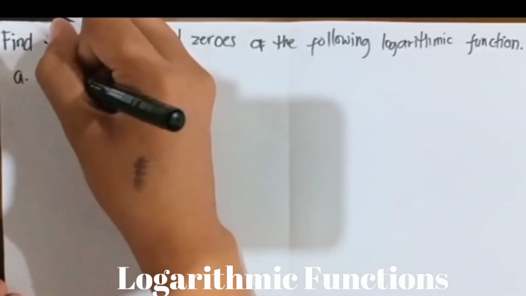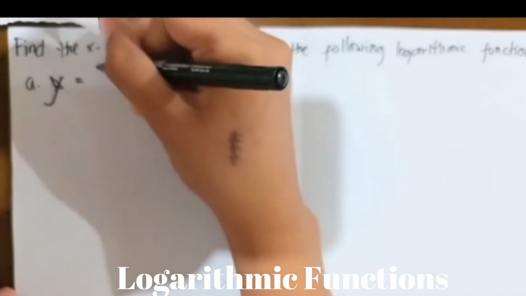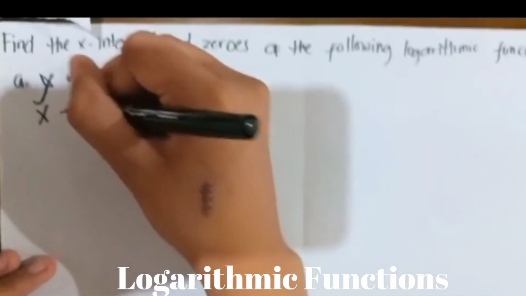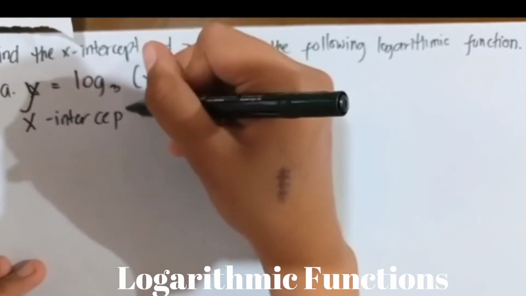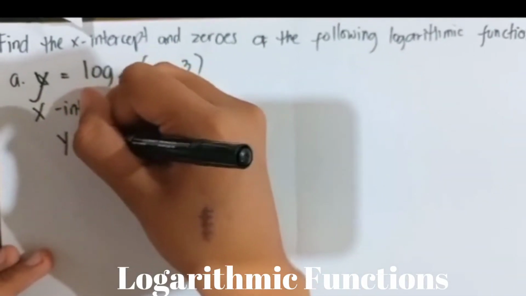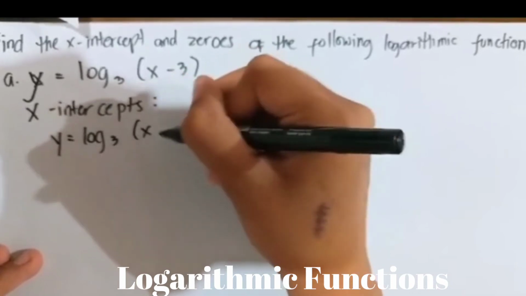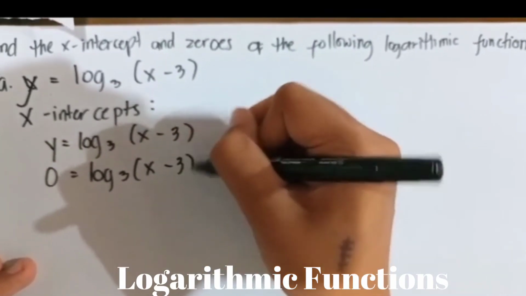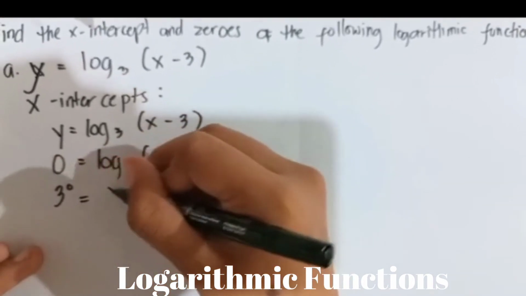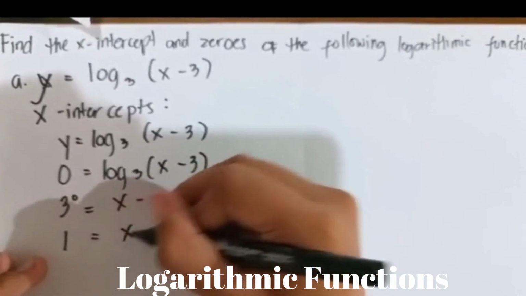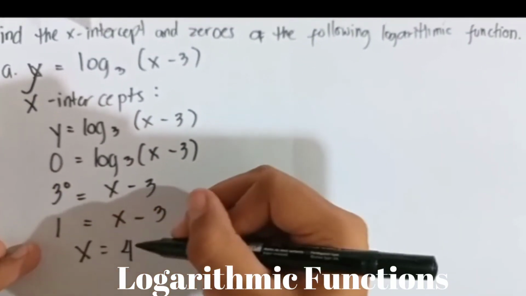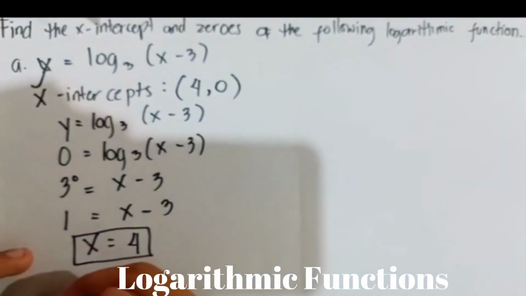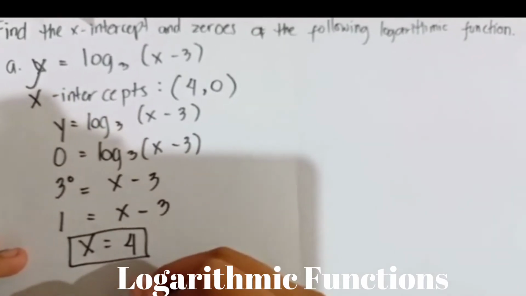So we're done finding the domain, the range, and the vertical asymptote. Now let's find the x-intercept and zeros of the following logarithmic functions. First example is y equals log (x minus 3) to the base of 3. We are going to find the x-intercept. Let y equal 0, so 0 equals log (x minus 3) to the base of 3. Transfer the base 3 to the power of 0, which equals x minus 3. Any number to the power of 0 becomes 1, so 1 equals x minus 3. Negative 3 plus positive 1 gives x equals 4. So the x-intercept will be (4, 0), and the zero is x equals 4.